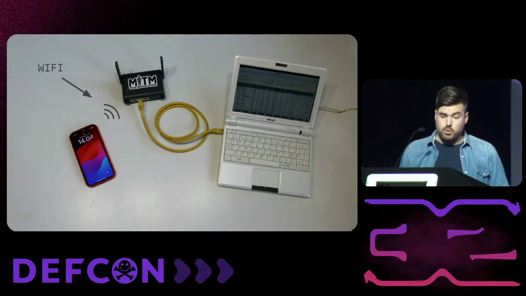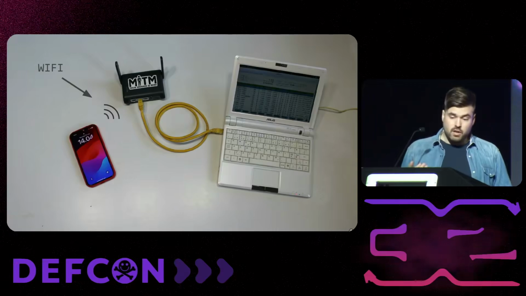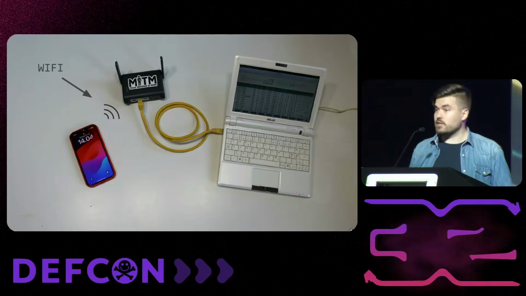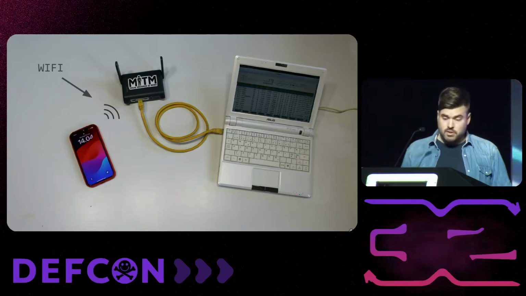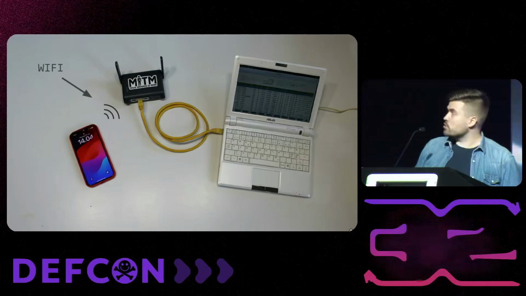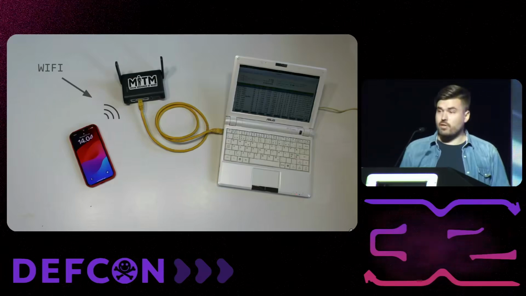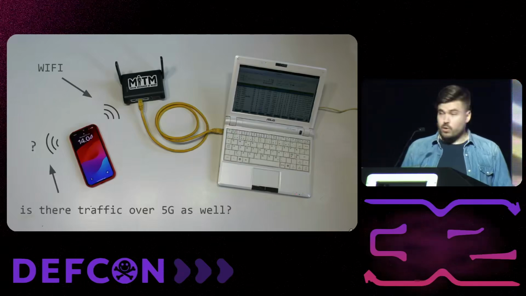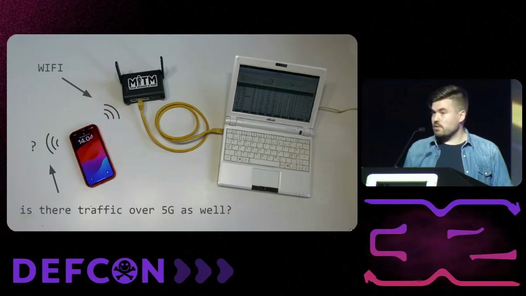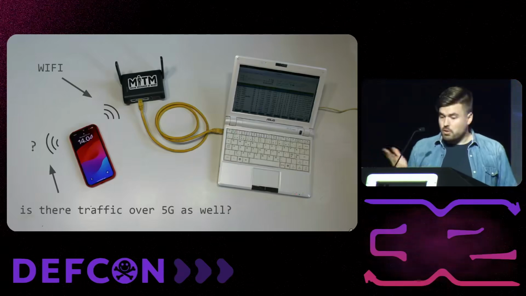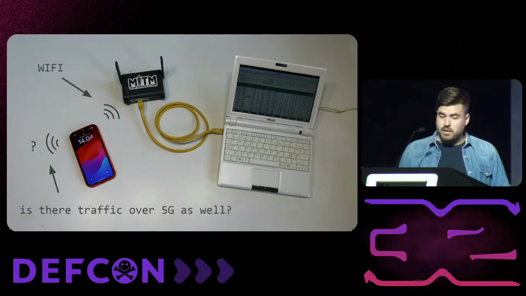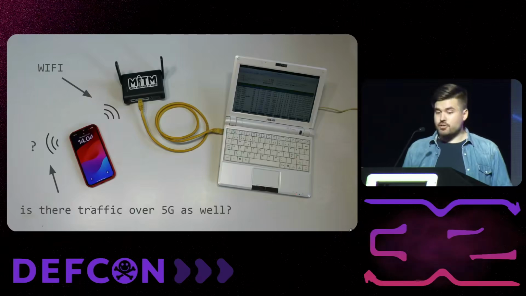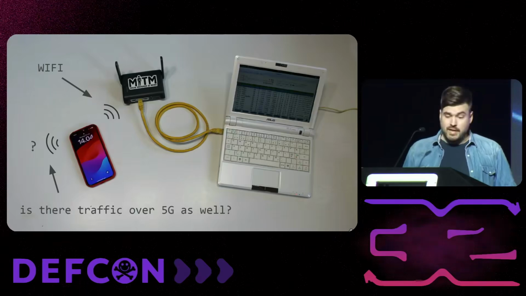So here we have a phone currently connected to my Wi-Fi access point, and I can see everything it's sending to the internet. Or can I? You might not be able to see it, but there's a little 5G icon there, so it's actually connected to 5G as well. So the question is, is there traffic over 5G as well? It might be something built in, there might be something malicious. So let's talk about that.